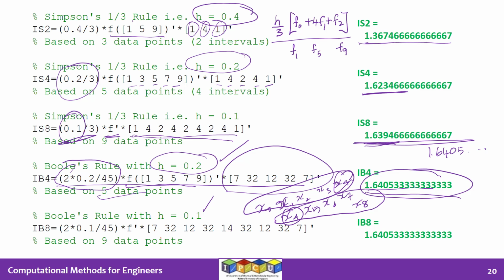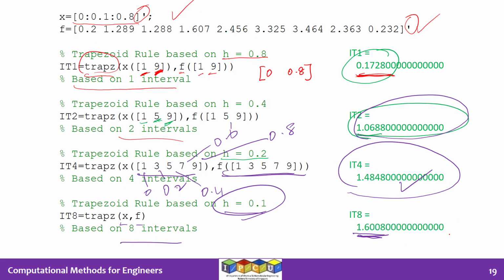So if you look at the weights, 7, 32, 12, 32, it should be 7. And for the next polynomial also, it should be 7. So 7 and 7 adds up to 14. That is why the f value corresponding to the fifth data point has a weight of 14. It is actually 7 plus 7, because the next domain starts from exactly the same point. So when you do Boole's rule with h is equal to 0.1, you get exactly the same answer as you got with h is equal to 0.2. So this did not improve the estimates very much.